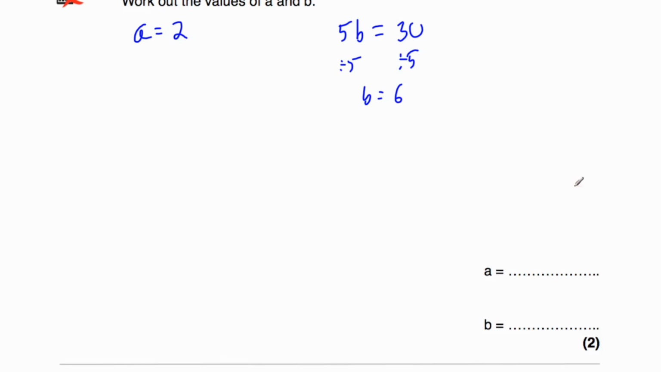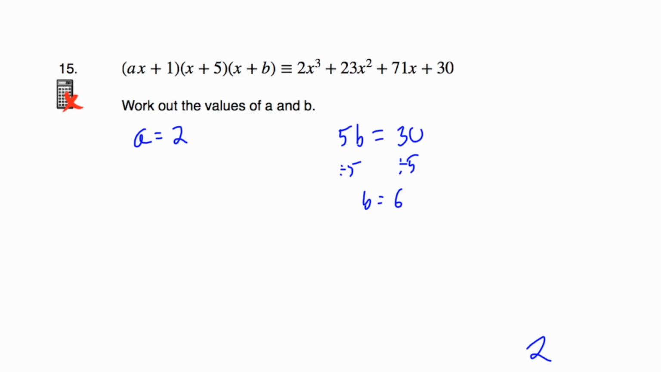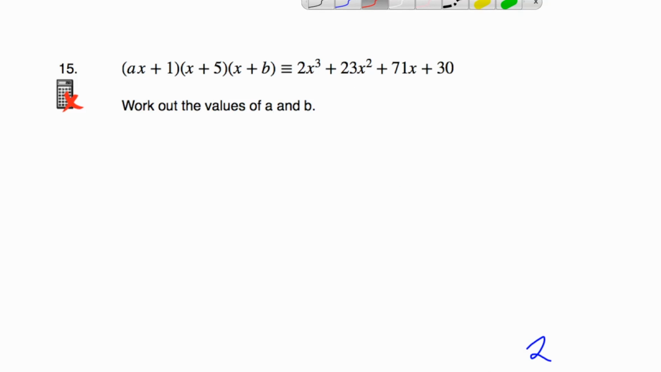So let's write that down. a is equal to 2 and b is equal to 6. Now in terms of this question, if you were to expand the brackets, I'm just going to show you. So we could have used that approach, but if I expanded our brackets, let's see what we would get. Let's see why a would be equal to 2 and b is equal to 6, and just show that that would work as well.